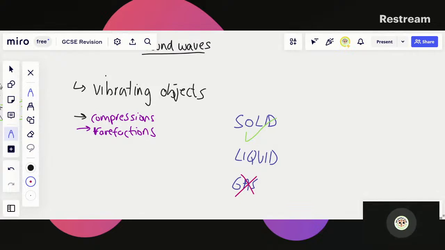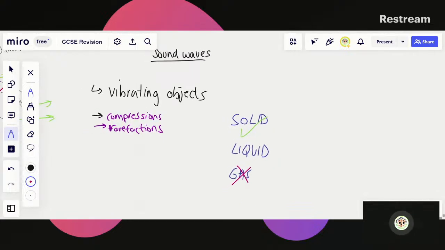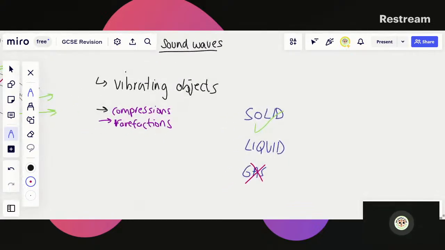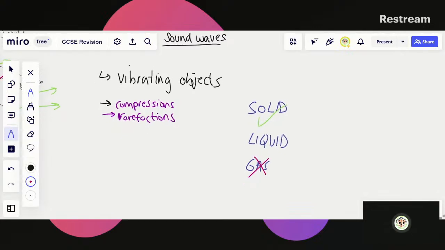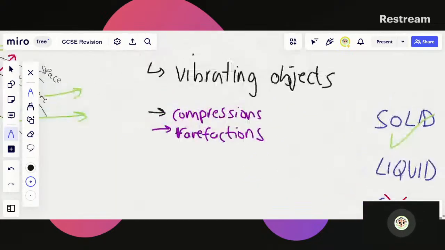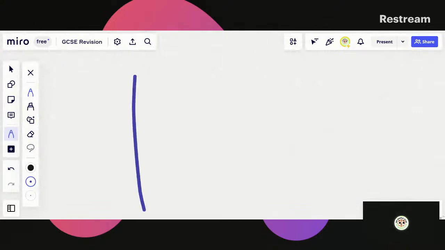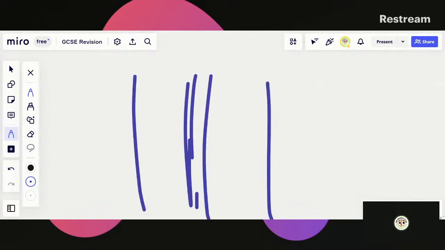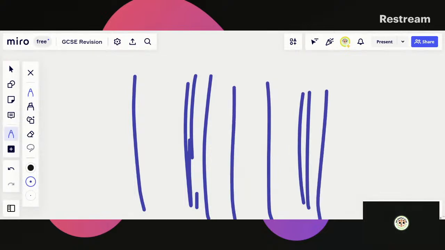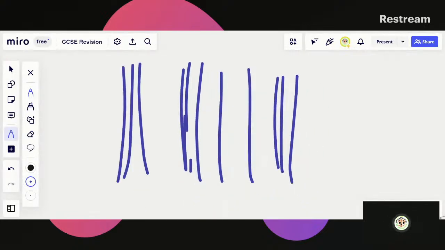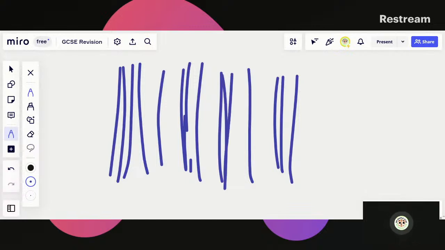Now, the reason why is because we know that sound waves need vibrating objects, and in solids, because the density is much higher, there's more particles there, so more vibrations could occur, and therefore the compressions and rarefactions would be much bigger. So what we're talking about when we're saying compressions and rarefactions is normally, when you're seeing a diagram of sound, it looks like this. Just random lines, and some areas are much denser, some areas are really bare, and overall there will be like a pattern.